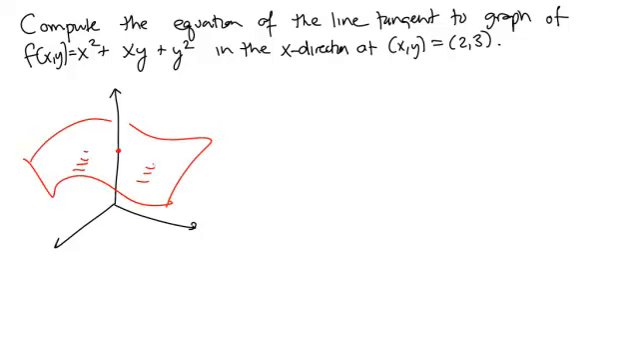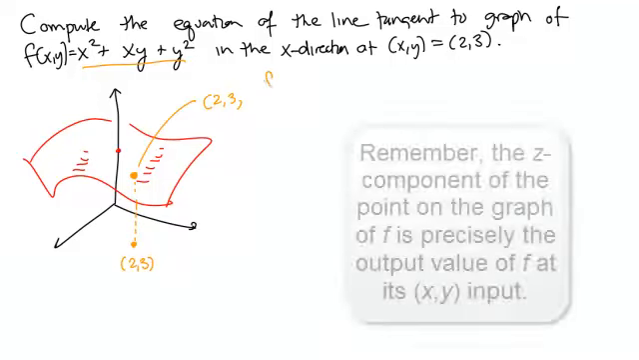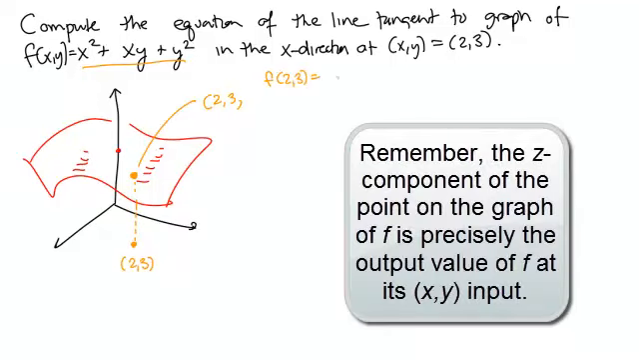So here's the graph, which is a surface that passes the vertical line test. I've got this input point (2, 3), and that hits the graph, say, right there. In fact, this would be the point (2, 3), and then the z value would be what I get when I plug (2, 3) into there. So f of (2, 3) would equal 2 squared plus 2 times 3 plus 3 squared, or 19.